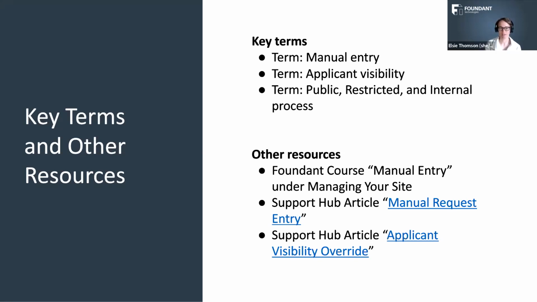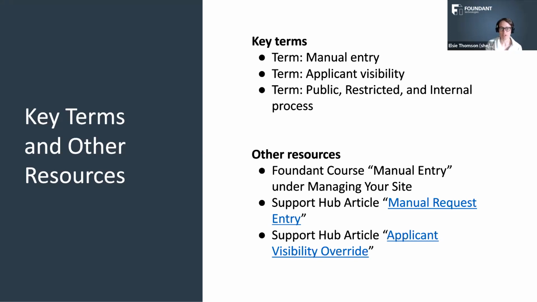So all we're talking about here is when will the applicant see the request that you have manually entered on their behalf. And then last terms are public, restricted, and internal processes. These are process types that when you set up a process, you can pick which one of these you want to use. And this is another thing to keep in mind when using manual entry, because they're going to work a little different. We're going to demo today one of each. Well, we're going to demo an internal and a restricted. The restricted works very similar to public, though.